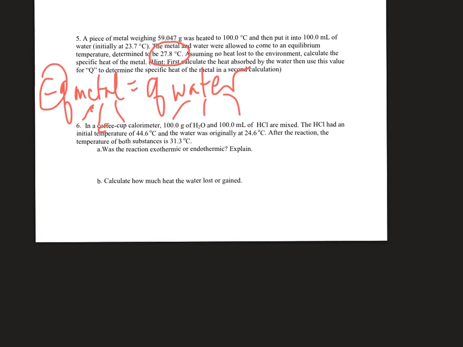In the next problem, in a coffee cup calorimeter, 100 grams of water and 100 grams of HCl are mixed. The HCl had an initial temperature of 46 and the water was originally at 24.6 degrees Celsius. After the reaction, the temperature of both substances was 31.3. Calculate how much heat the water lost or gained. So we're going to be looking at this just solely from the perspective of the water, and we're going to be using the Q equation for that reaction.